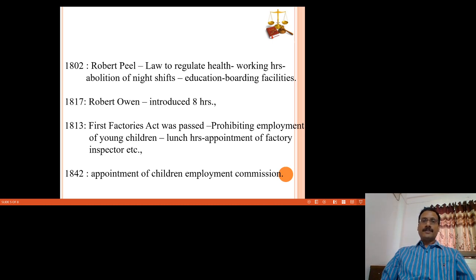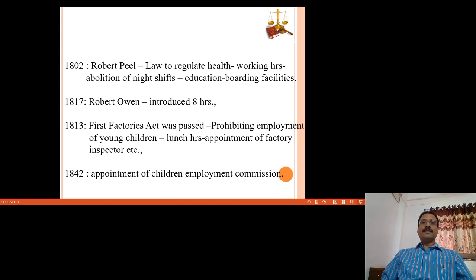In the previous one I said that there were no fixed hours, it may be sunrise to sunset. So he said at least fix some hours, maybe 12 hours, maybe 13 hours, maybe 14 hours, so that employees will work for the fixed hours and in the rest of the hours they will take some relaxation and rest. That's why he said 8 hours is the apt time to work in a factory.